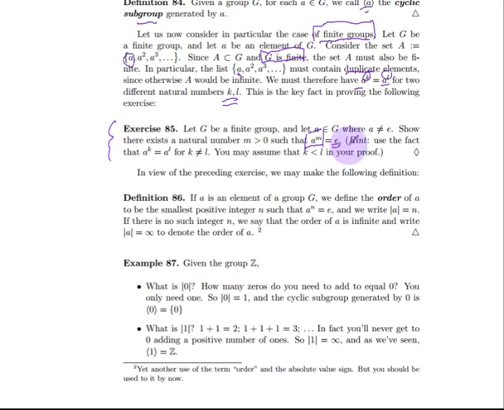Okay, so you define the order of an element A as the smallest integer n such that a to the n is equal to the identity. Okay, and we write that using absolute value of a. So this is another use of the absolute value sign. Now, in the case of integers, we know that this doesn't happen, so we say that the order is infinite.